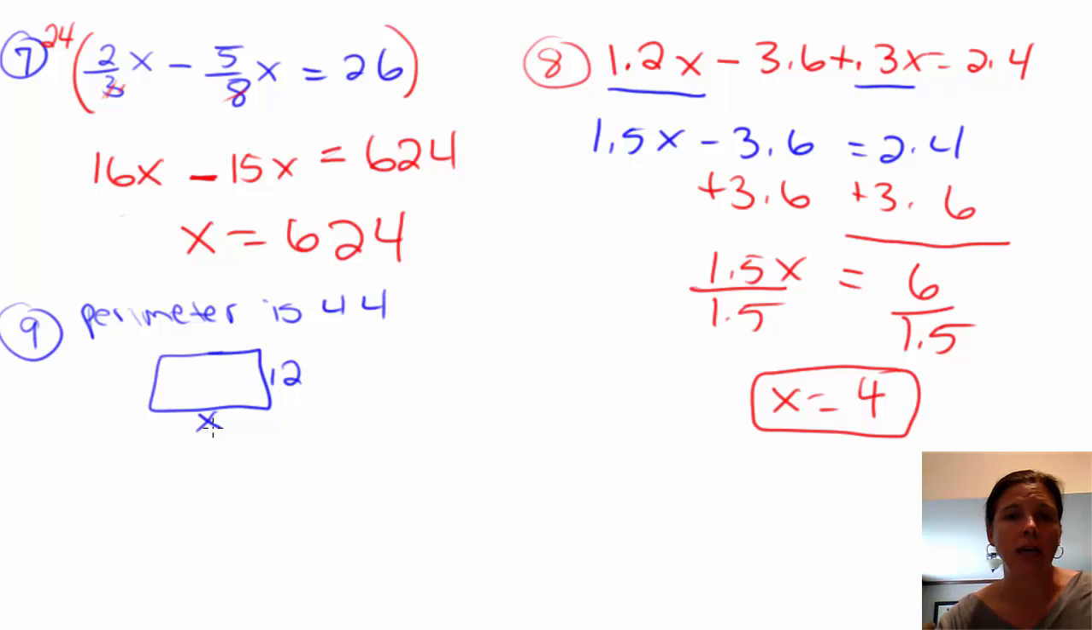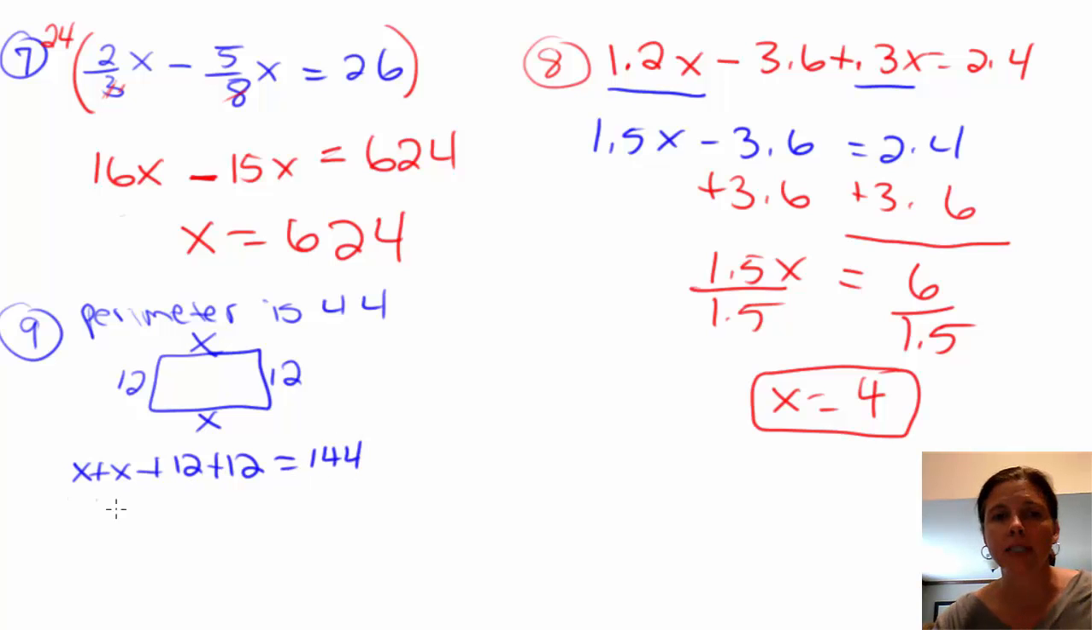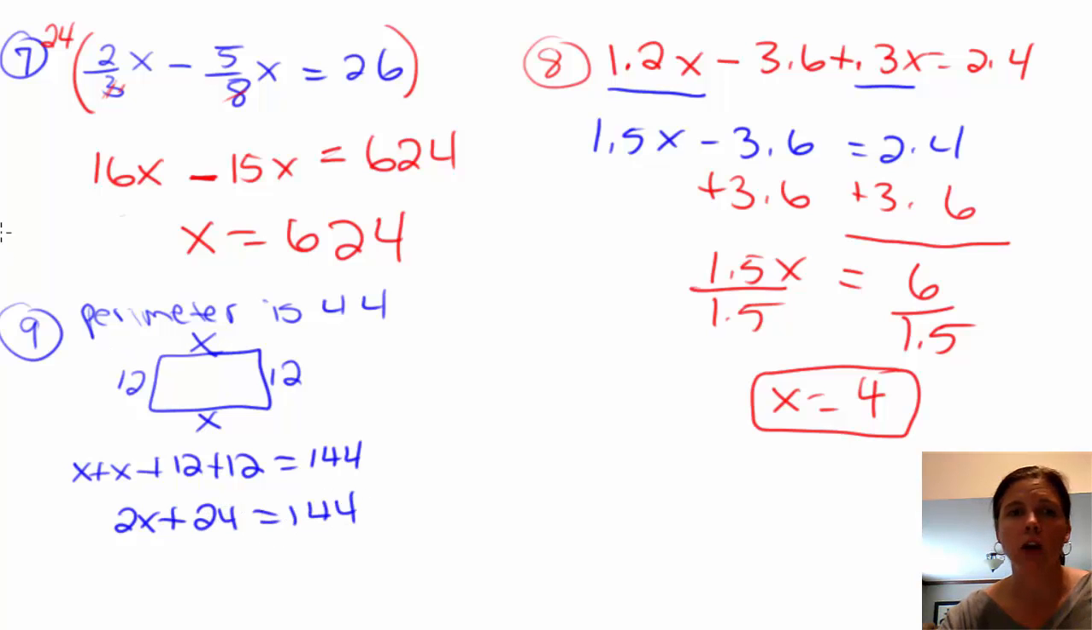So you can do that a few ways. If this is x, since it's a rectangle, we also know this is x. If this side is 12, we know this side's 12. Well, perimeter is just adding them all up. You could do just x plus 12 plus 12 equals 144. You can skip this step and just make it 2x plus 24 equals 144, and then you just solve it. I'm okay with either of these, okay?